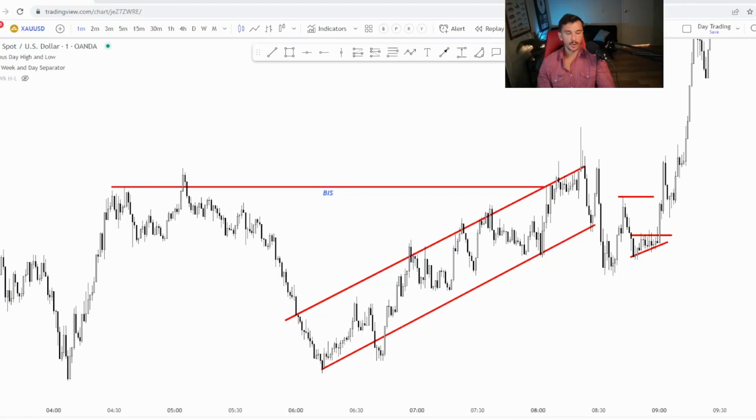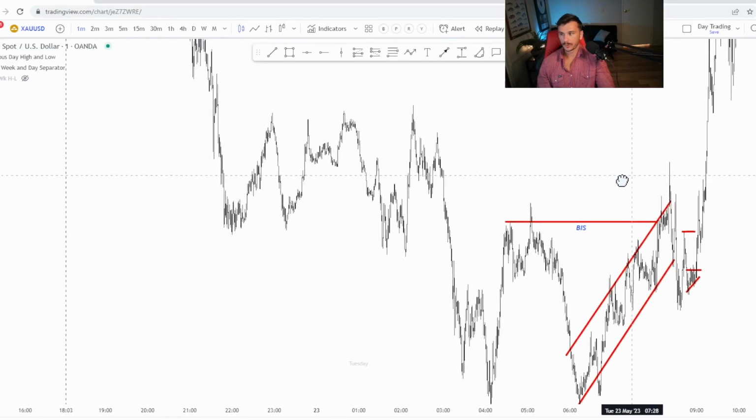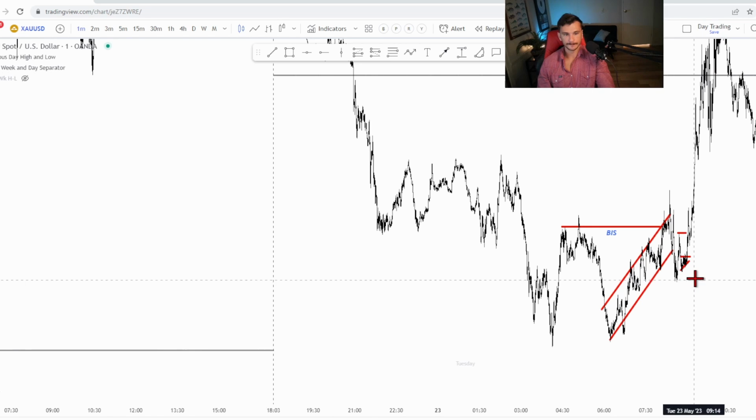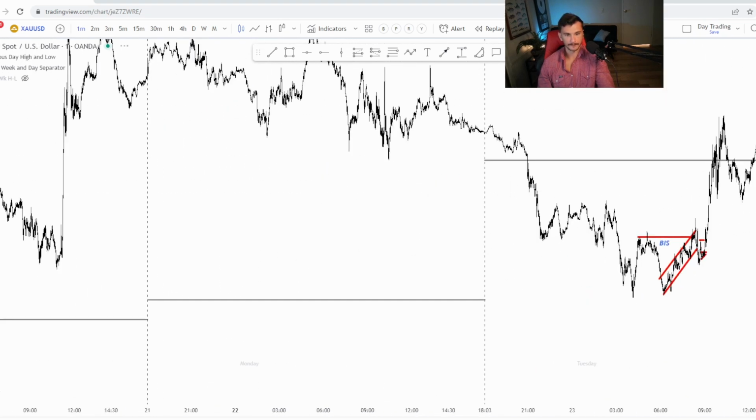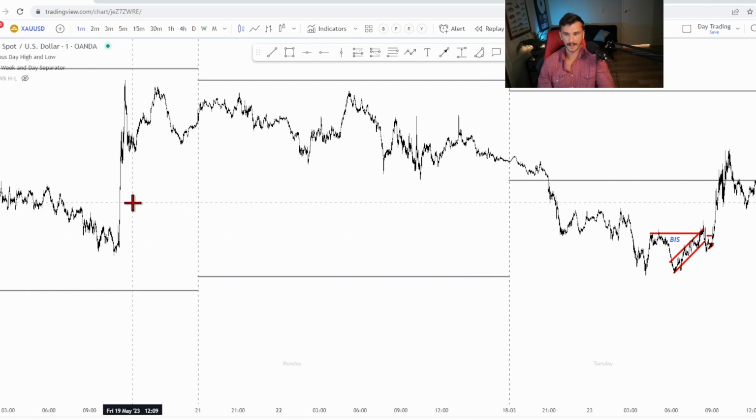All right, so this is gold. This is the 1-minute chart. I'll zoom out real quick so you can see the overall picture. We broke through the previous day's low, okay? And this was a double inside day. So we had a double inside day, and now we have broke out of that inside bar.